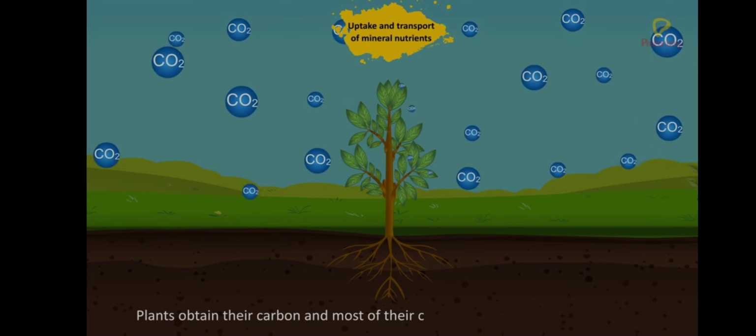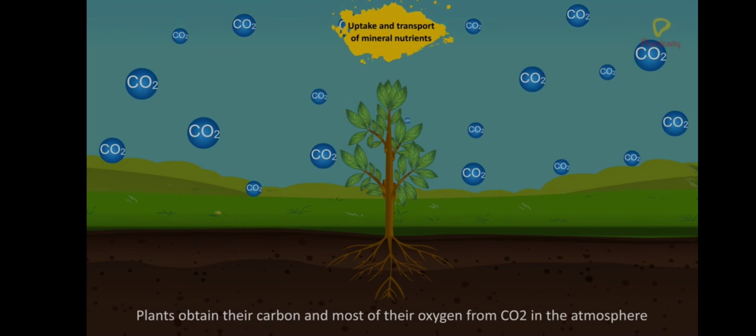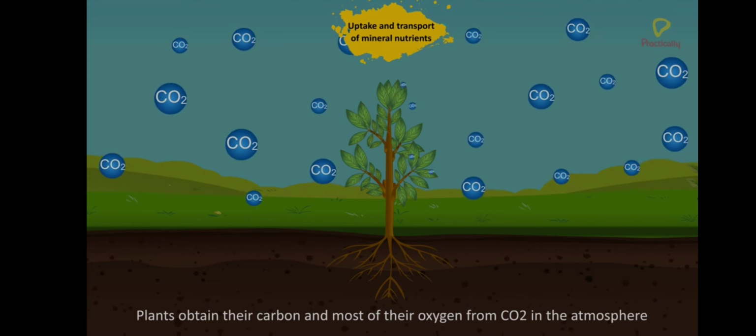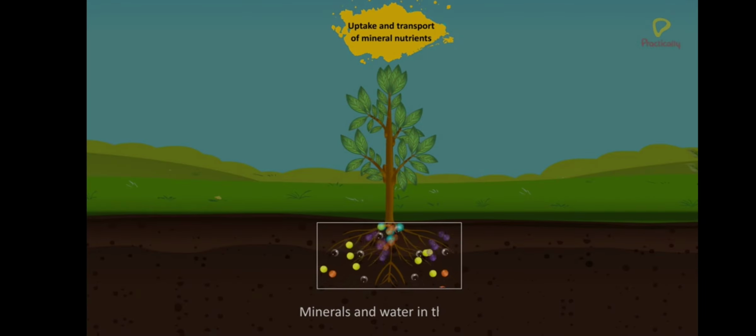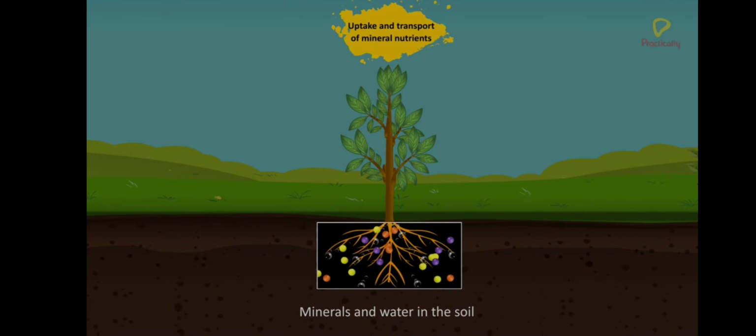Plants obtain their carbon and most of their oxygen from CO2 in the atmosphere. However, their remaining nutritional requirements are obtained from minerals and water in the soil.